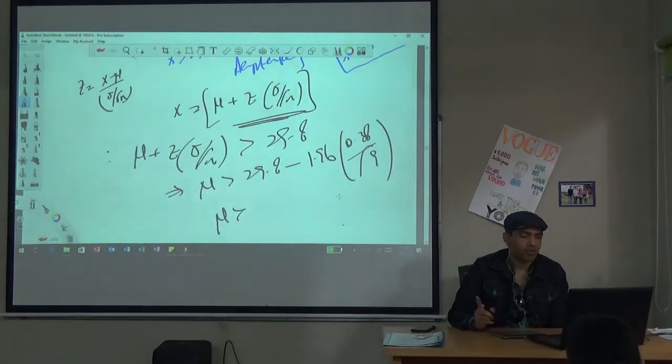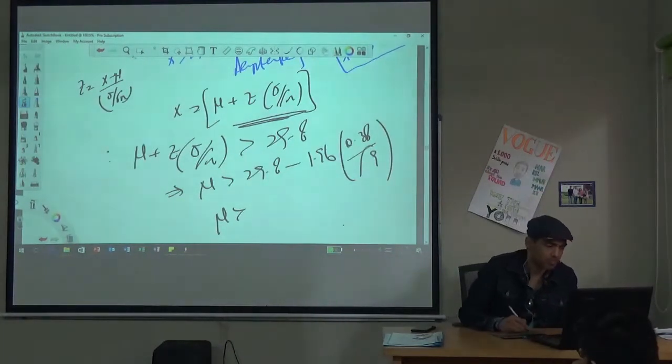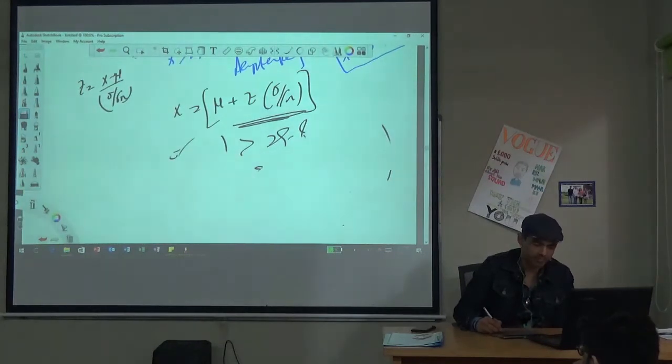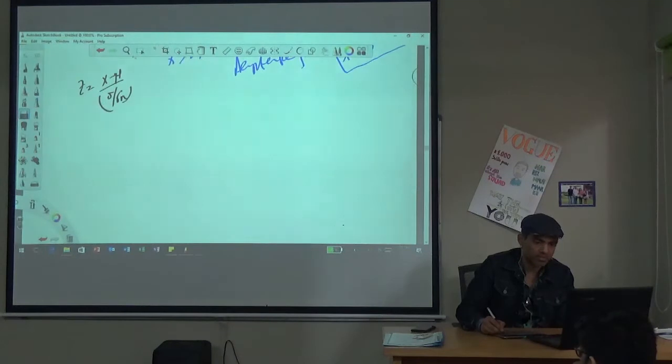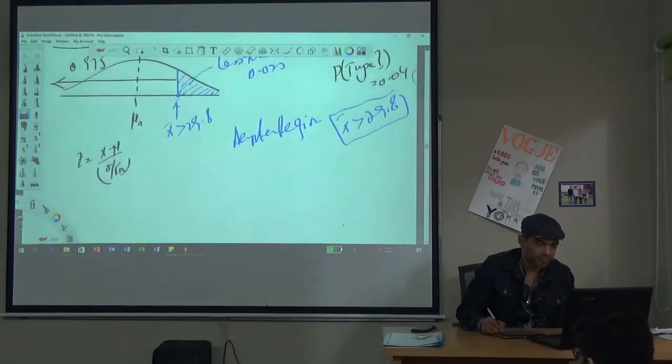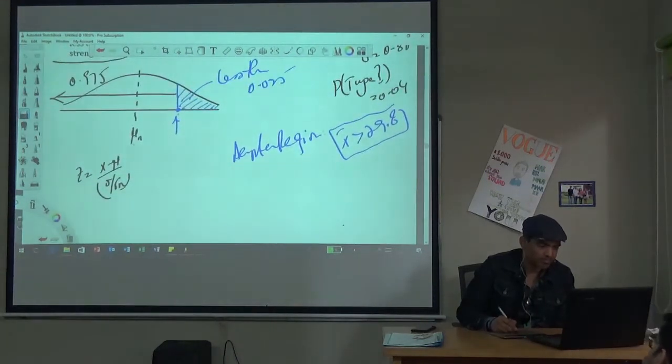Okay, I think I got the inequality wrong. Wait. Guys, wait. Sorry, I made a mistake. Let me just go back. Values are correct, but I made an error here. I should not have taken the x bar. I should have taken the z value.